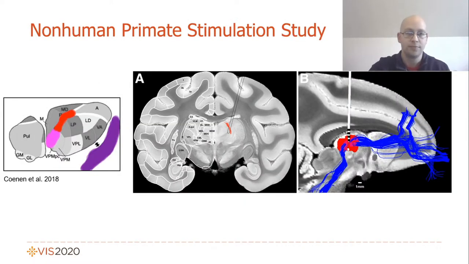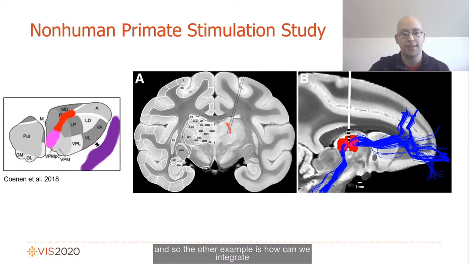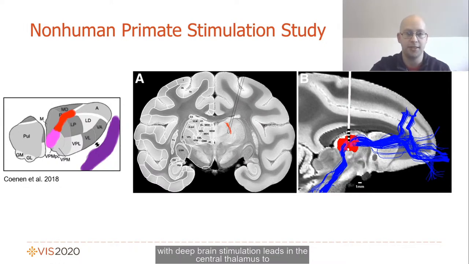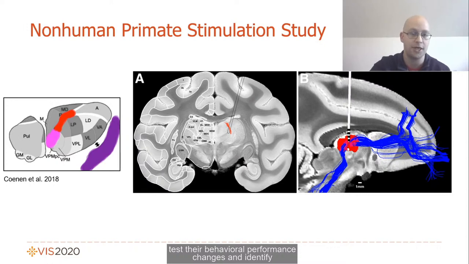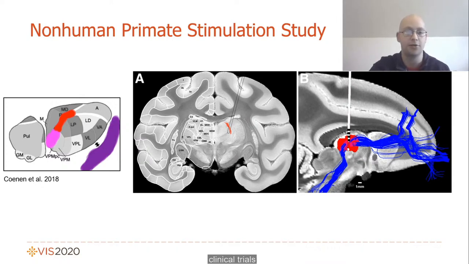And so the other example is, how can we integrate data across subjects. And so I'm going to give you an example of a non-human primate stimulation study we performed where several monkeys were implanted with deep brain stimulation leads in the central thalamus to test their behavioral performance changes and identify a unique clinical target for traumatic brain injury clinical trials.